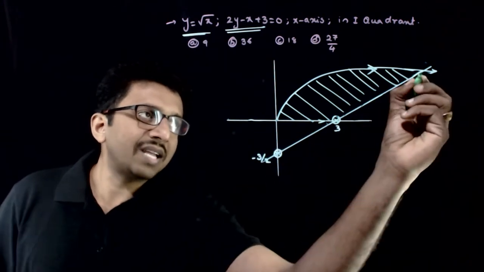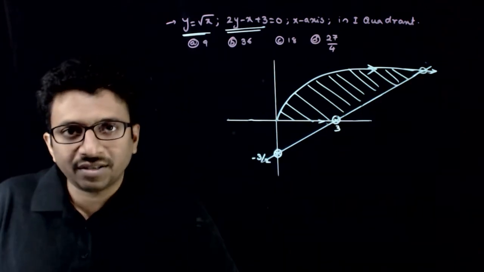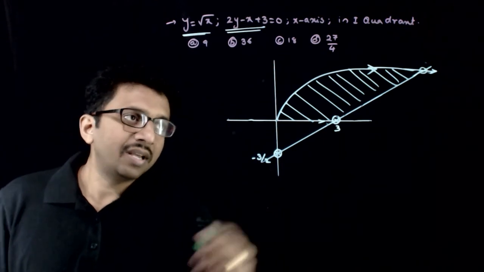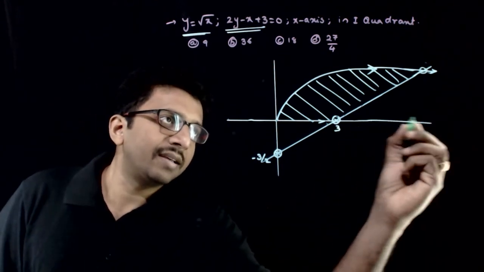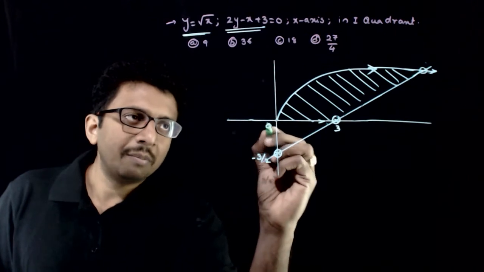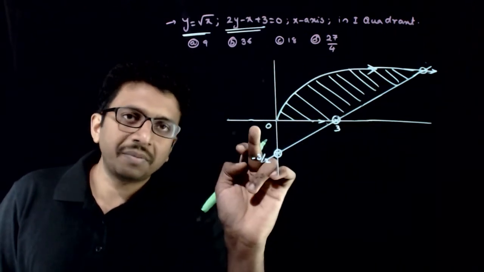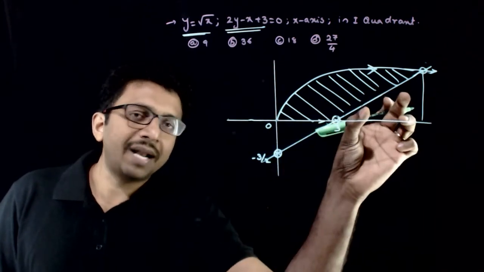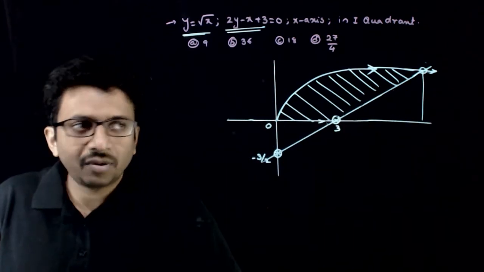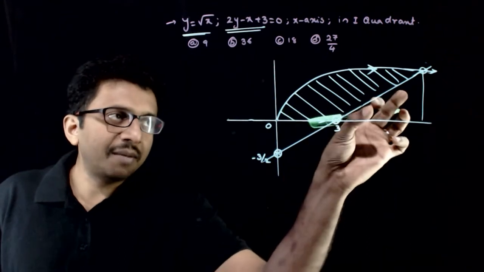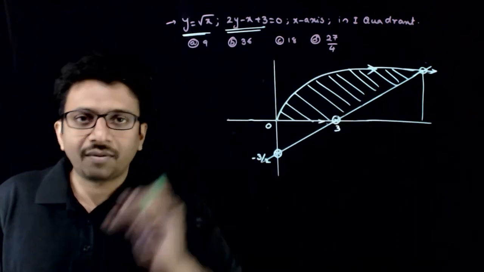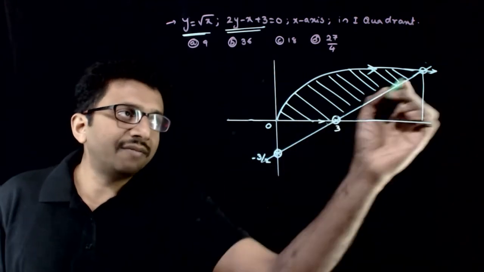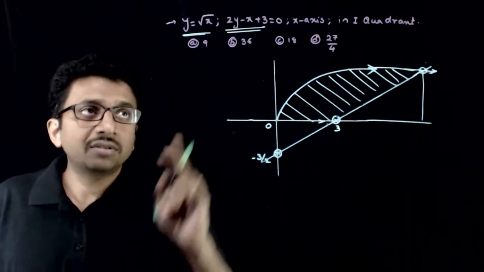One of the ways: first I need to find this point. And next I'll find the area bounded by this curve y is equal to root x from here to here. I'll find this total area and I'll subtract this triangular area. So the total area minus the triangular area gives the required area. So now what is this total area? To find that, first we need to find the point of intersection. So let us do that.